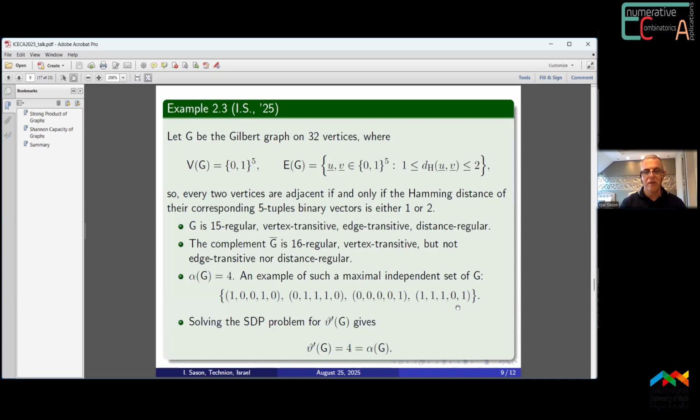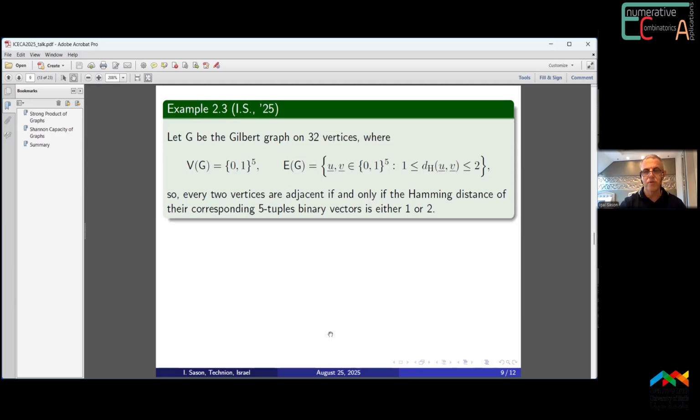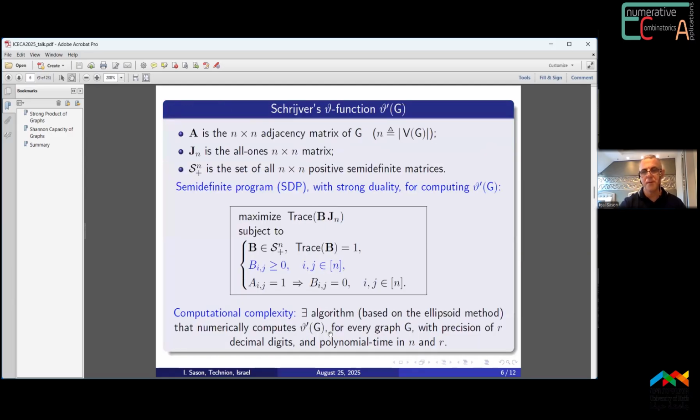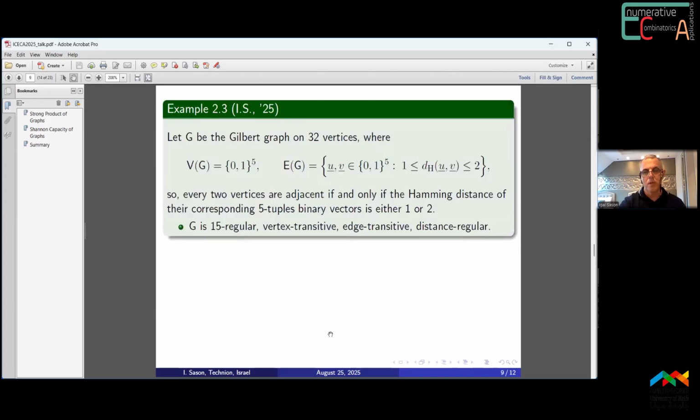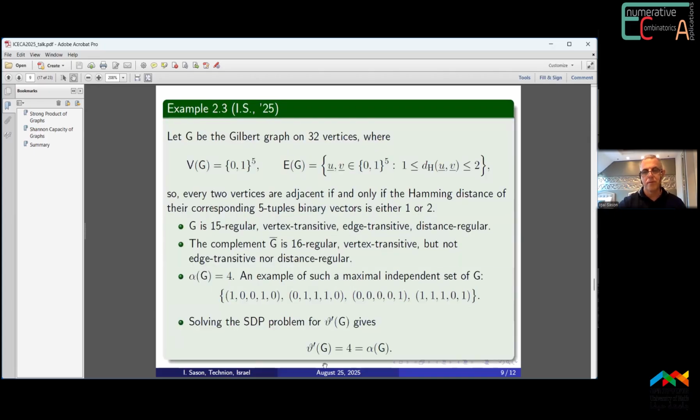And solving the semi-definite program for the Schrijver's theta function, I just remind you, here it was, which depends on the adjacency matrix of the graph. We get that the Schrijver's theta function of the graph G is also 4, so it coincides with the independence number of G. So in that case, the Schrijver's theta function is a tight upper bound on the independence number.